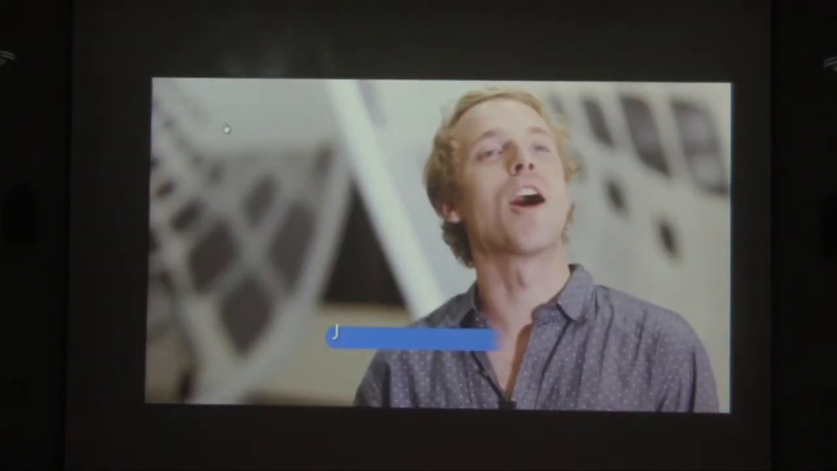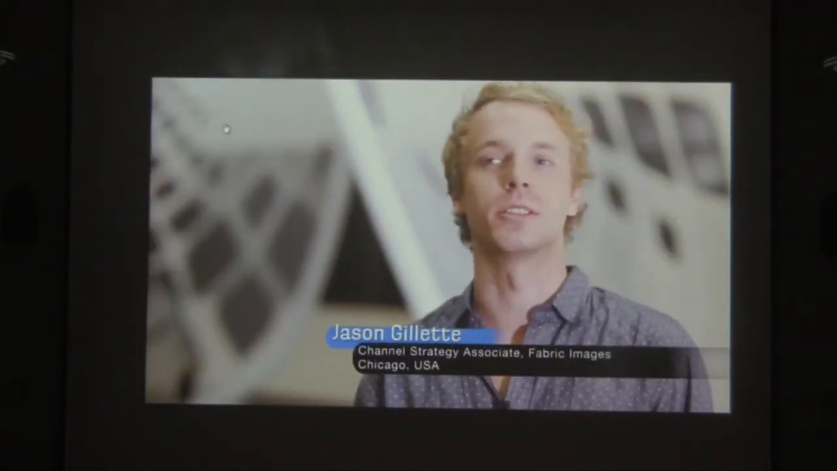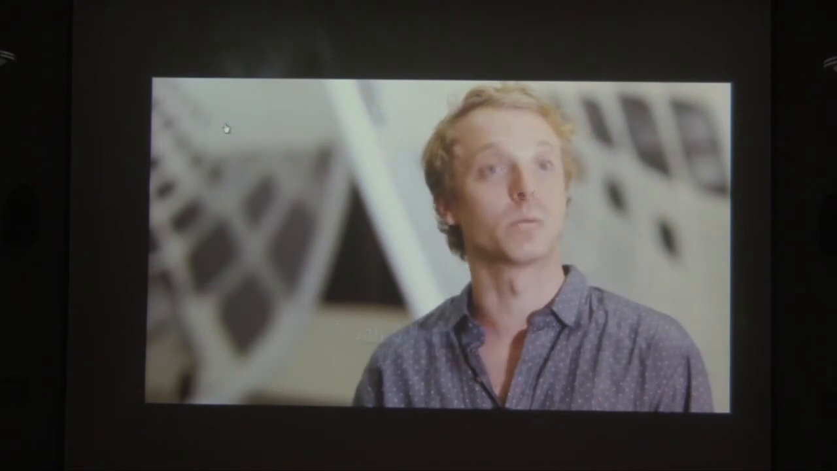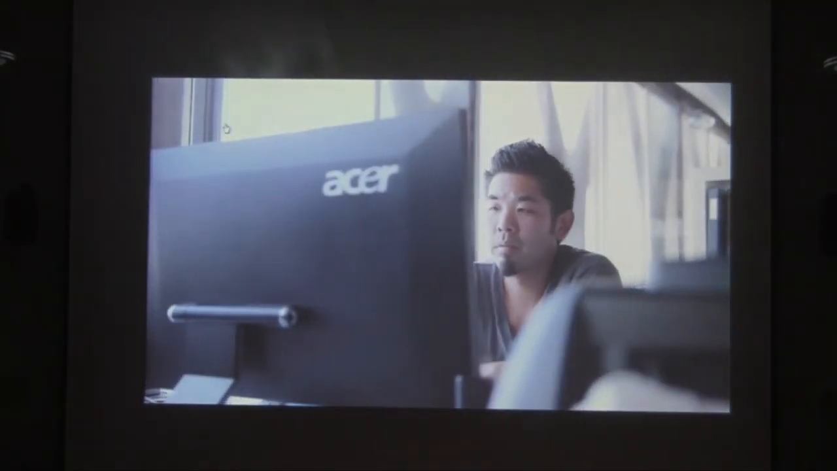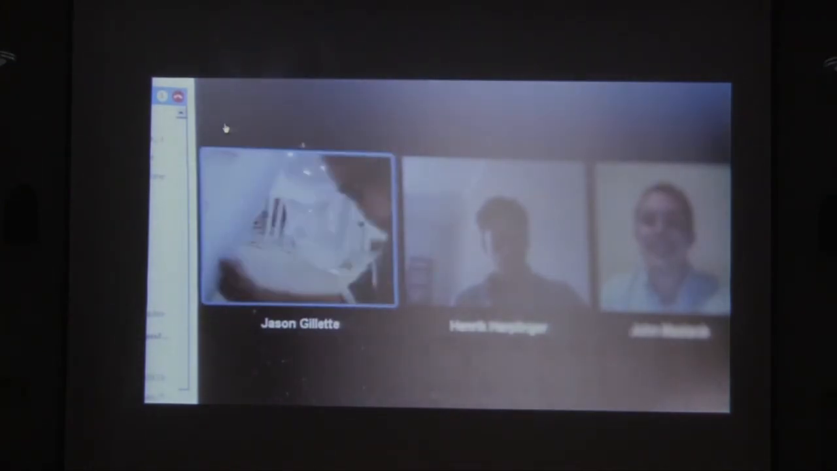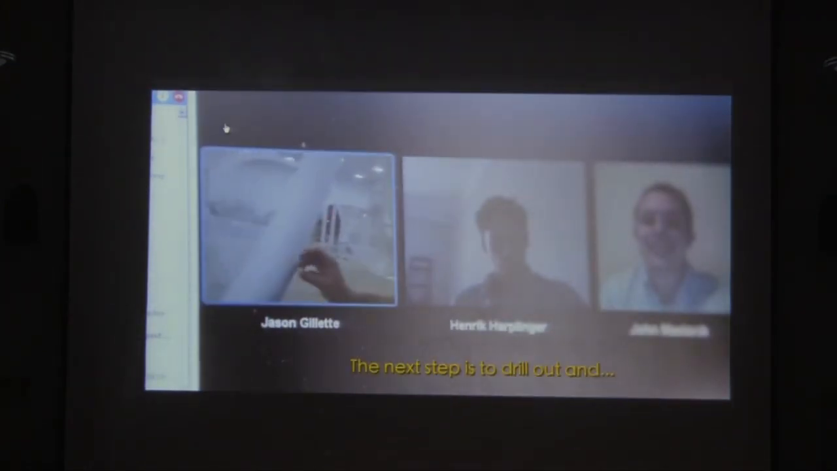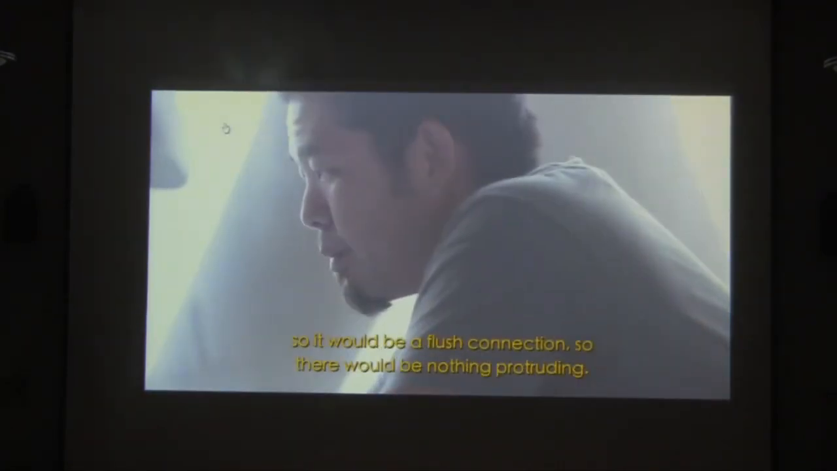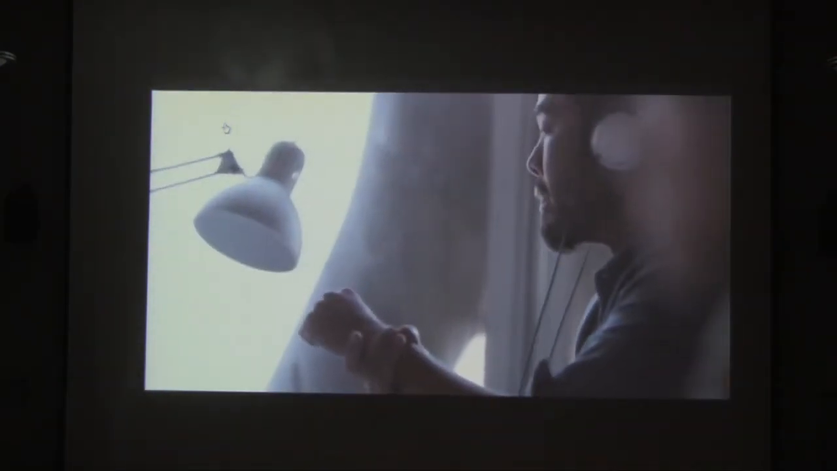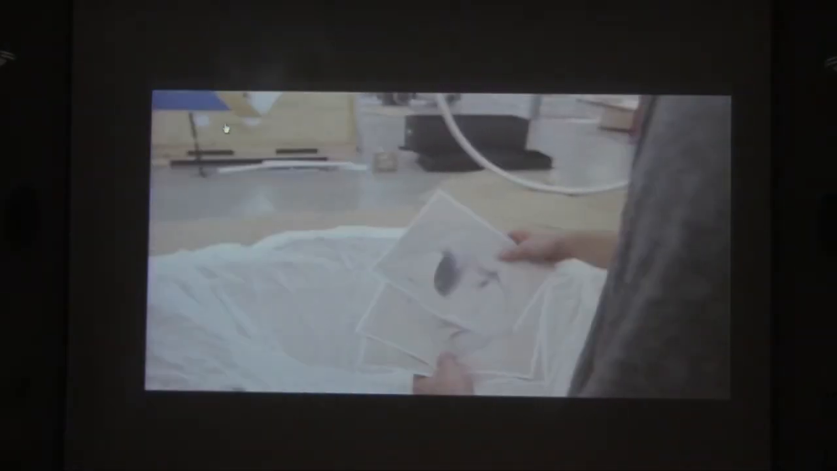We weren't sure how we were going to do it, but we started, and we started figuring out what worked and what didn't. Where we're at right now with the frame is that we have vertical connections. The next step is to drill out and countersink all the connections for the sections, so they'll be flush connections with nothing protruding. And eventually, between the seamstresses, as you can see, we do a lot of work through Skype, we figured out how to do it.